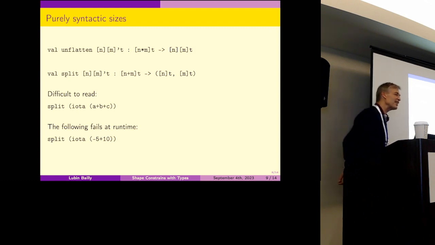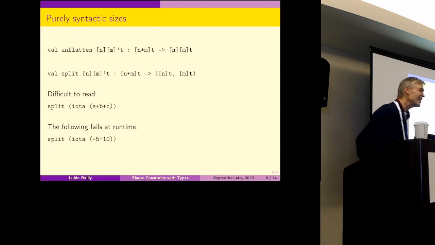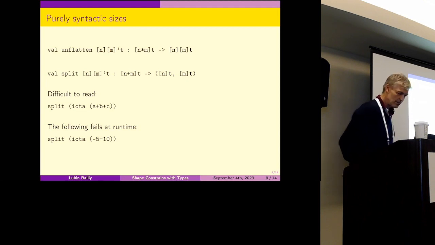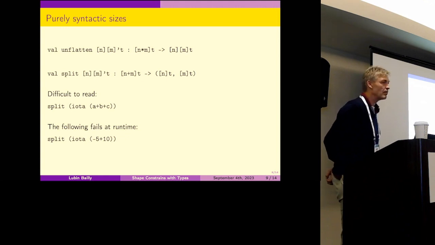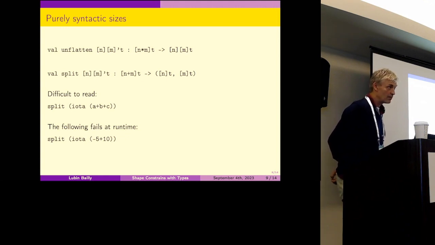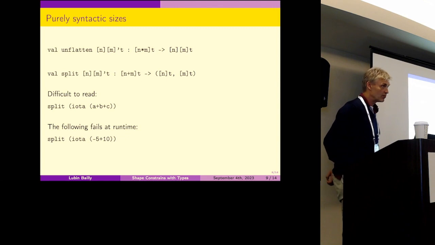Maybe I should rephrase. Unflatten takes a rectangular array and gives you an array of rows, but it doesn't actually move the elements around at all. All it's doing is changing the syntactic description of the size, which is n comma m before, to n comma m again, just a different comma. So there's not a lot going on there.